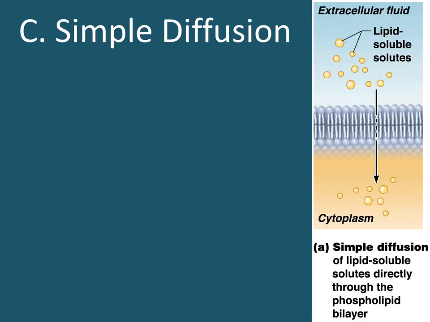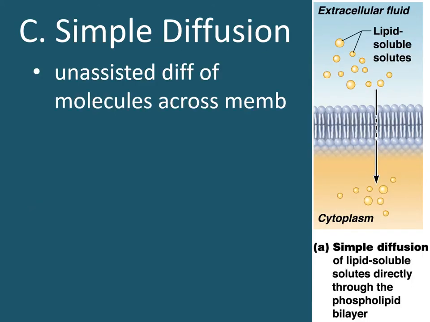The third type of passive transport is simple diffusion. Simple diffusion is the unassisted diffusion of molecules across the membrane. Do you remember what the plasma membrane of a cell is composed of? That's right, a phospholipid bilayer.